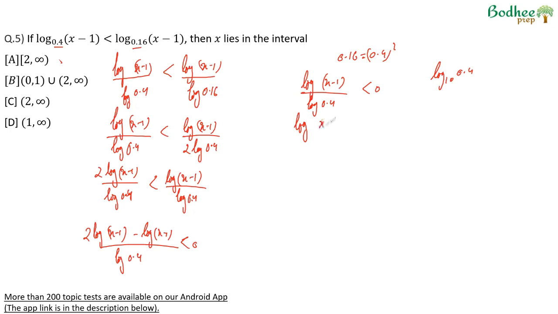And therefore log of x minus 1 has to be greater than 0, which means x minus 1 has to be a value greater than 1. If the log of a number is greater than 0, that means the value has to be greater than 1. 10 raised to power 0 is 1. So x minus 1 is greater than 1, and therefore x is greater than 2. From the options, option A becomes the answer.